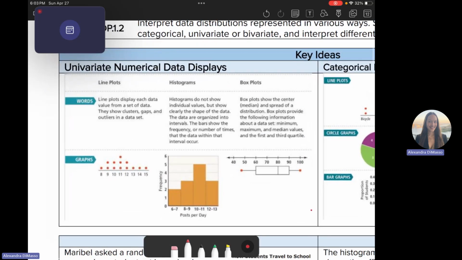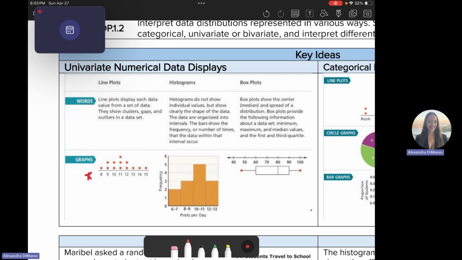When we're looking at numerical data, just numbers, there's typically three ways that we're going to look at plotting that data. A line plot shows clusters, gaps, and outliers within a data set. So here's a little picture of what a graph of that could look like.